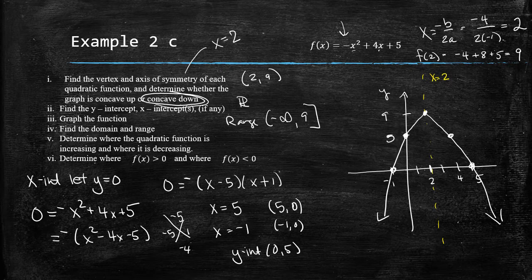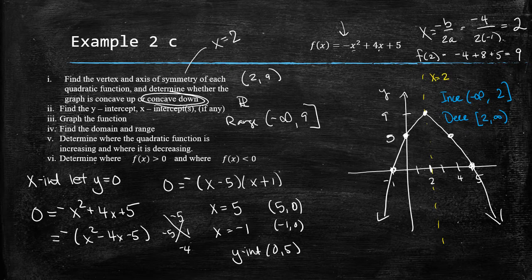Okay, determine where the quadratic function is increasing and where it is decreasing. This time we start off increasing, so it's increasing from -infinity to 2. And then it is decreasing, starting at 2 and moving to the right, so from 2 to infinity.